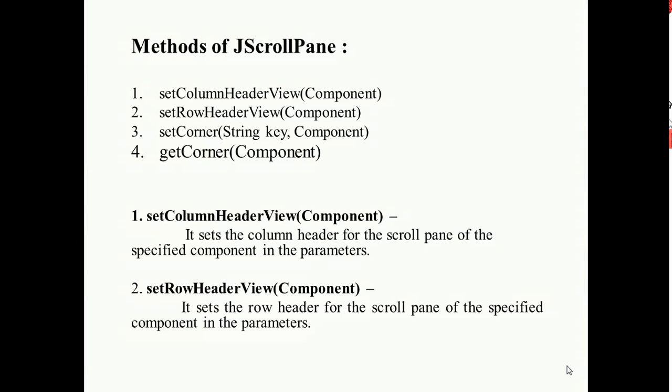See the first one, setColumnHeaderView, having one parameter, a component. This method sets the column header for the scroll pane to the specified component in the parameter. The second method is setRowHeaderView, having one component parameter. This sets the row header for the scroll pane to the specified component in the parameter.